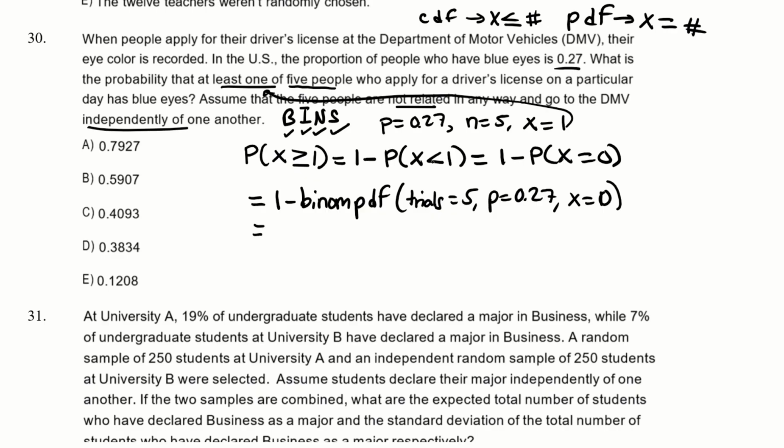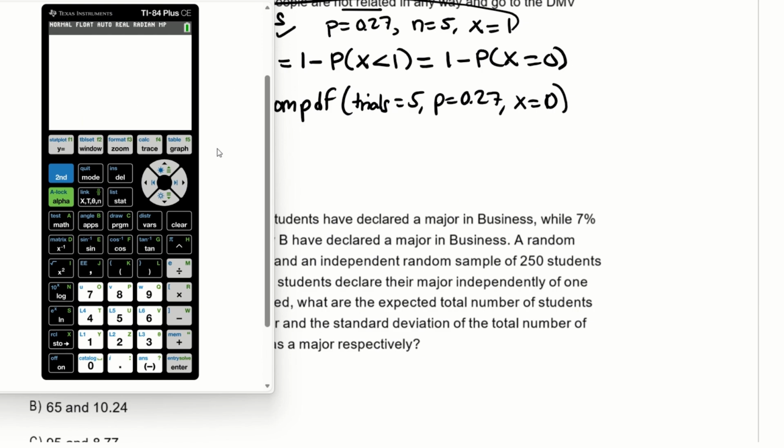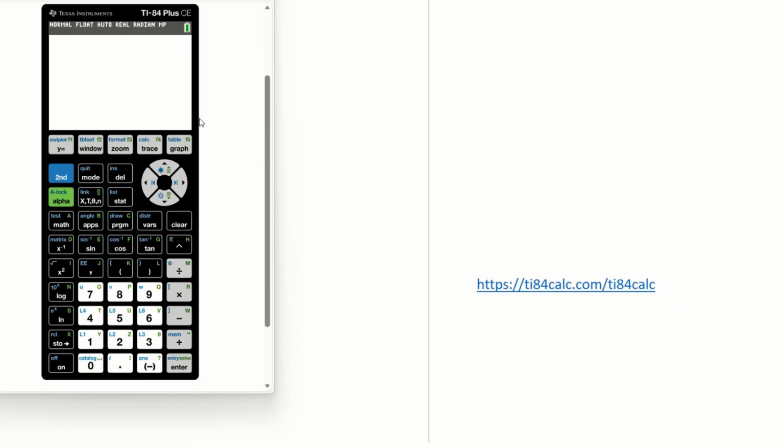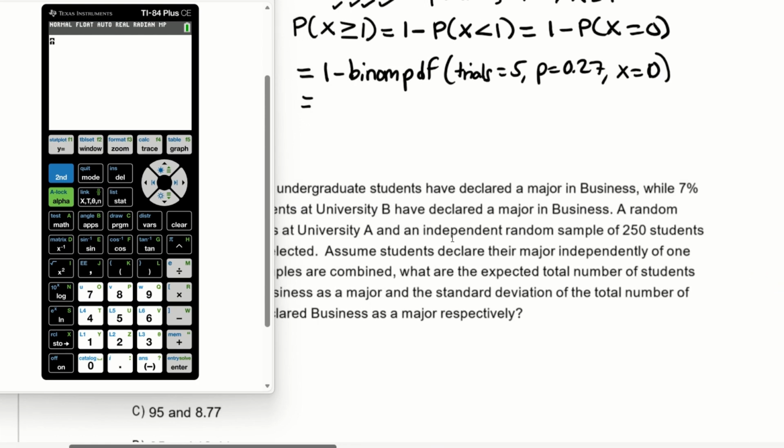So if we do this on the calculator, again, we're going to show you how to do that. All right, so here's a graphing calculator. By the way, guys, I didn't mention this earlier, but you can actually have access to this calculator online if you type in ti84calc.com/ti84calc, and then you'll get a free version of this. It's just on the web, so you'll be able to just do this on the web. They do have ads around it, but the ads don't cover the calculator, so you can just use it. The ads are annoying, but if it's free. So just so you're aware.